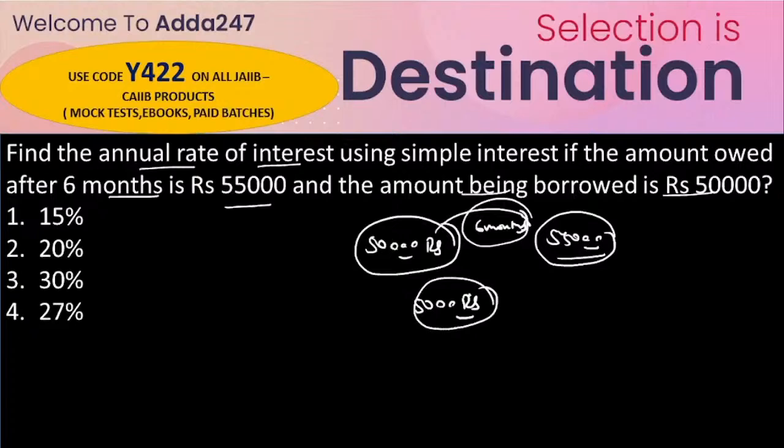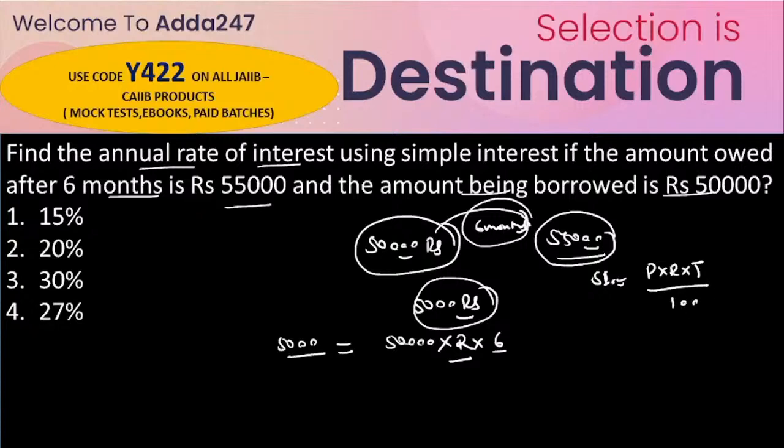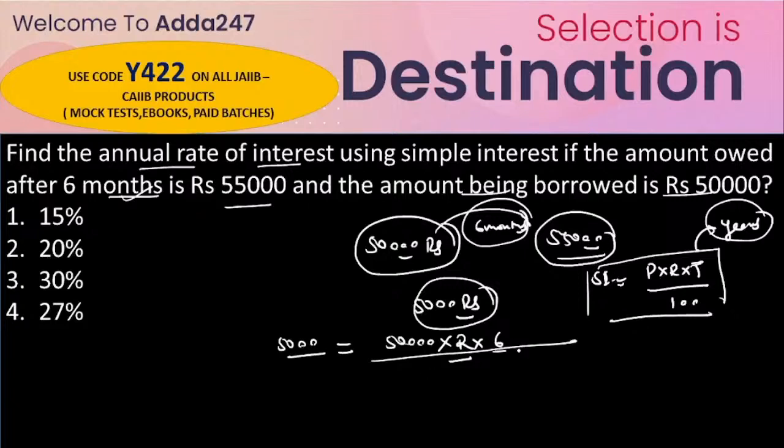Okay, and we all know the formula of simple interest: simple interest is equal to the principal into the rate of interest, which we have to calculate, and the time period, which is 6 months. In the simple interest formula, that is P multiplied by R multiplied by T, divided by 100. So this T is in years. Okay, so this T we calculate in the years term. So if we have the given data for 6 months, that means we have to determine it annually.